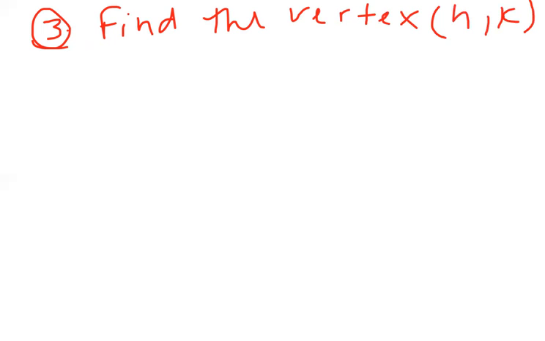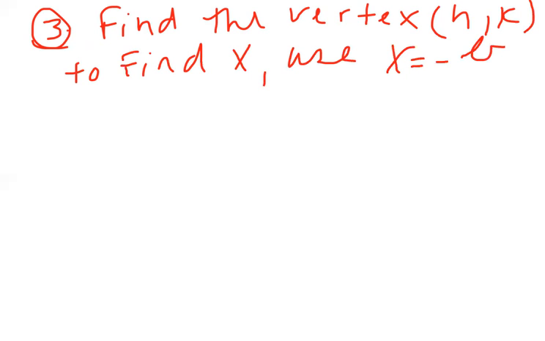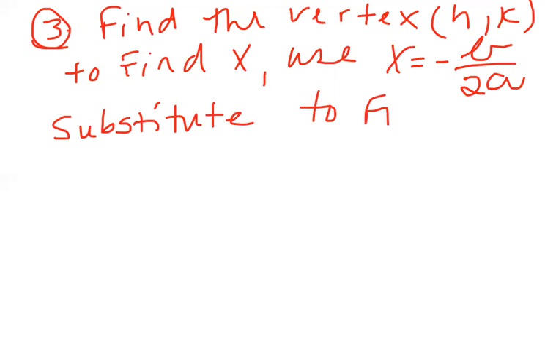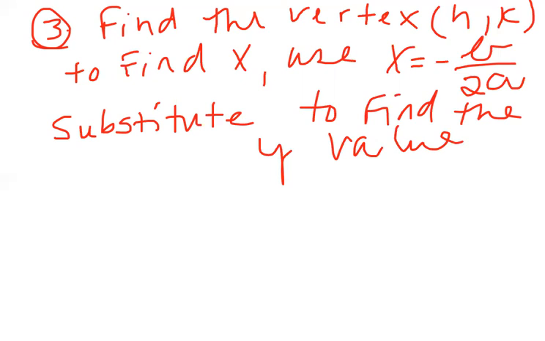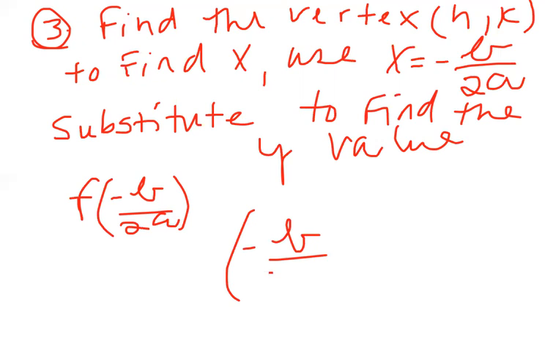Step 3. This is the critical part of the problem, guys, okay, of the graph. You have to find the vertex. Find the vertex coordinates. And to find the vertex coordinates, we're going to first find x. We're going to use the formula x equals the opposite of b over 2 times a to find your x value. Now, once you find your x value, you're going to substitute to find the y value. So in other words, guys, you take your x value, plug it into the function for every single x and work it out, and that will give you a y value. So you'll have your x value, which is negative b over 2a, and then your y value will represent f of negative b over 2a.